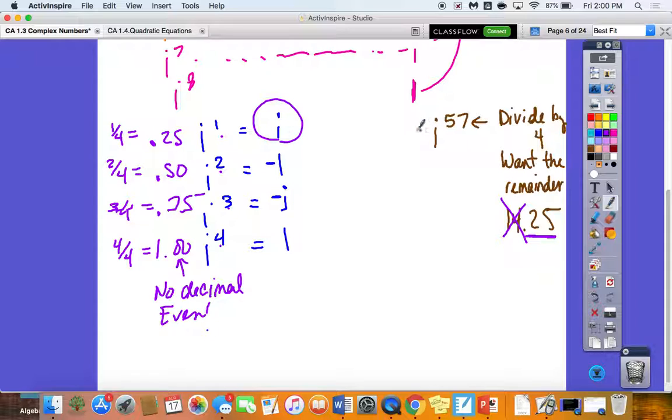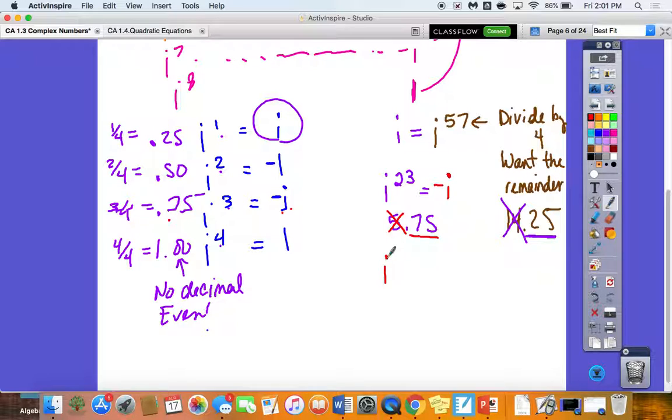So i to the 57th is the same thing as i. Okay, so if I did i to the 23rd, if I type in 23 divided by 4, what I get is 5.75. I disregard the integer part. I look at the decimal. That matches with the third one. That's 3/4. So that would be negative i. You put what it's equal to.